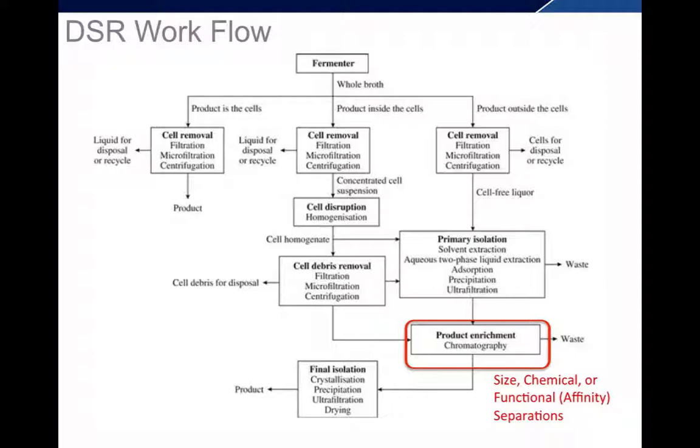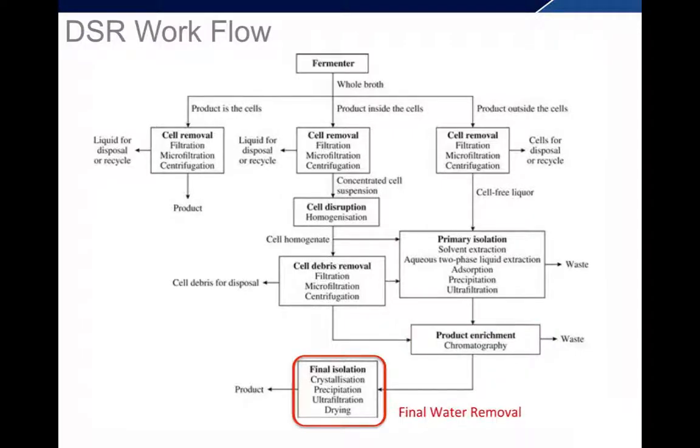At that point, there's usually some sort of enrichment with chromatography. Chromatography could take advantage of the chemical differences between the products and byproducts, or the functional differences. For example, affinity chromatography is also very popular for purifying proteins. And then at the end, there's usually final water removal to get to the right concentration, maybe crystallization, maybe precipitation. You may also do filtration, and you may have drying to end up with your final product.